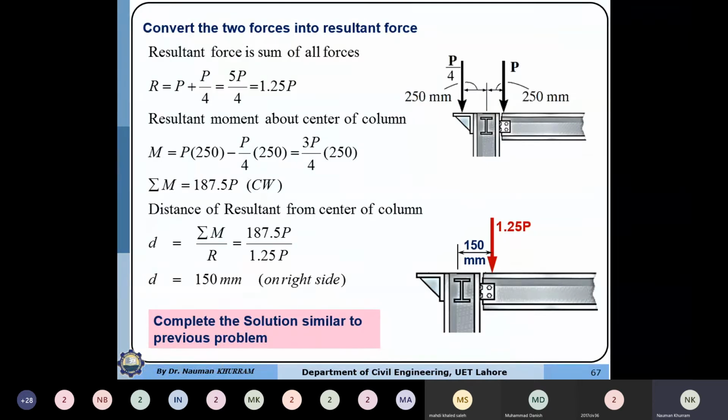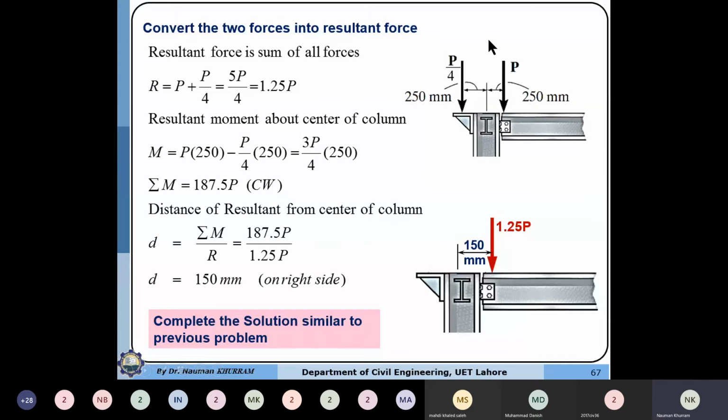So these are the geometric properties, and this is how you can convert both loads into a single resultant load. You have the basic mechanics concept of the moment couple. First of all, you can determine the resultant of the two loads. The summation of the two loads will be equal to P plus P by 4, which is 5P by 4 or 1.25P, the resultant load. If you take the moment of both loads about this centroidal axis, P by 4 is producing a moment in the counterclockwise direction and P is producing a moment in the clockwise direction about this centroidal axis.